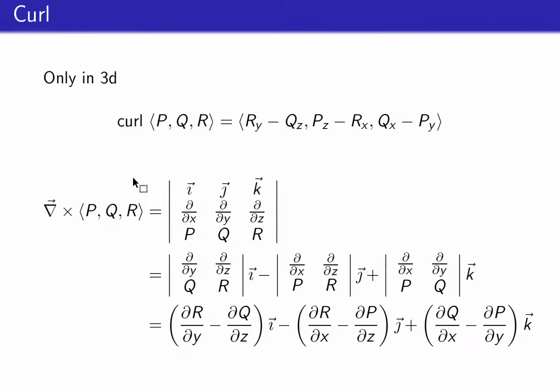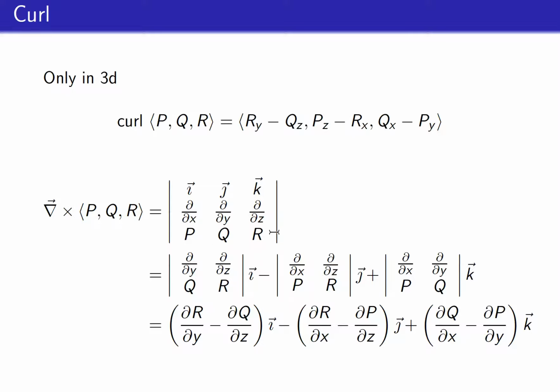Again, there is a use of this mathematical pun. This del cross PQR. See what happens. You take the cross product, you take this determinant, ijk, partial derivative with respect to x, partial derivative with respect to y, partial derivative with respect to z. Those are the components of this symbol. And then p, q, and r get put in here.